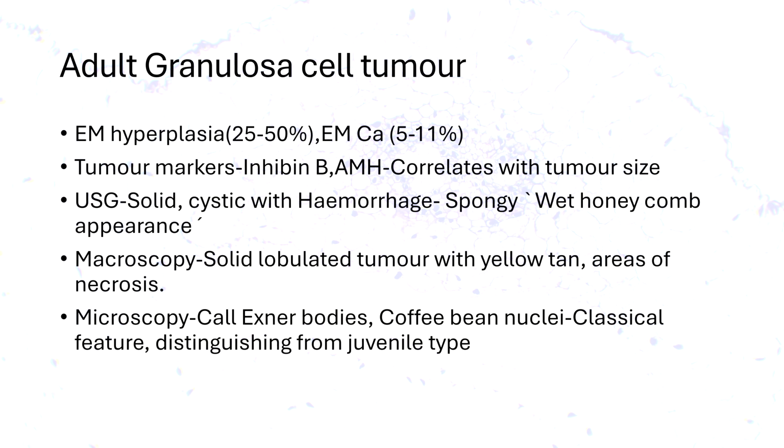Hyperestrogenism, we all know, has an effect on the endometrium of the uterus, resulting in endometrial hyperplasia or endometrial carcinoma. There is an association with endometrial hyperplasia in about 25 to 50% of the cases, and endometrial carcinoma in 5 to 11% of the cases. Tumor markers we usually use to distinguish this tumor are inhibin B and anti-Mullerian hormone, and the amount correlates with the tumor size.